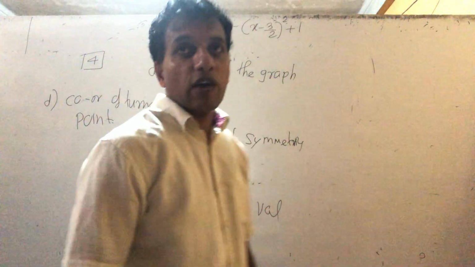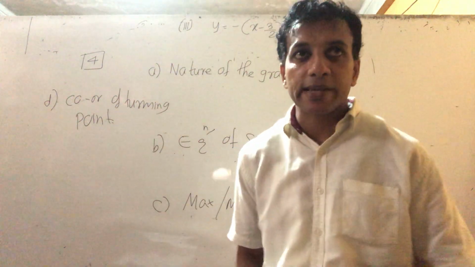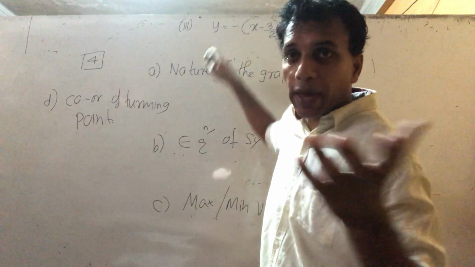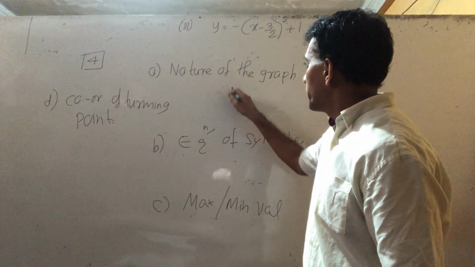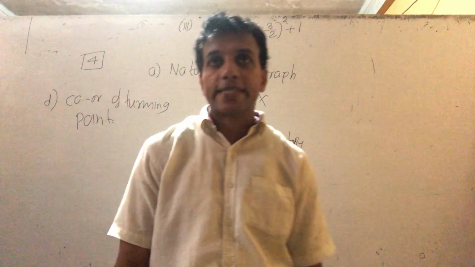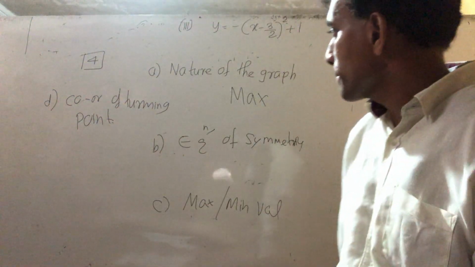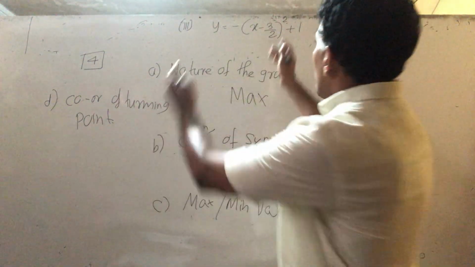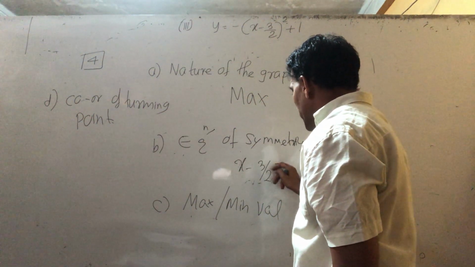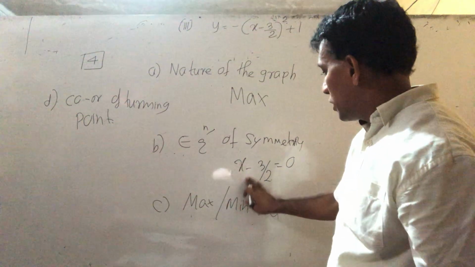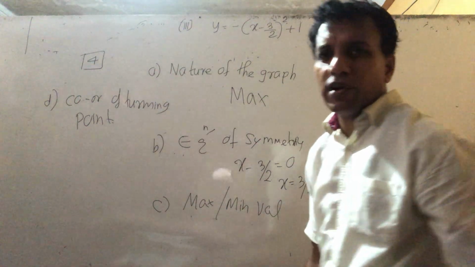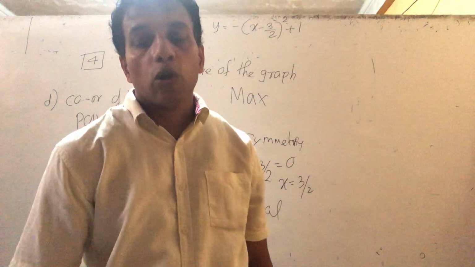So the nature of the graph. Nature means here, in our O-level math, whether the graph is maximum or minimum. In front of x square there is a minus, so it is a maximum graph. Nature is a maximum graph, or maximum function, or curve. Symmetric axis equation: make the bracket equal to 0. x minus 3 over 2 equals 0. Therefore x equals 3 over 2, or 1.5, right?